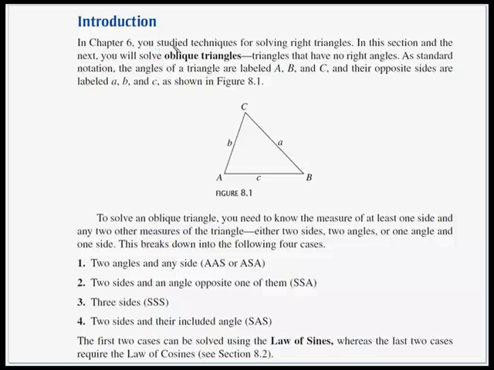Now, in Chapter 6, we studied techniques to solve right triangles. In this section and the next, we will be solving oblique triangles, or triangles that do not have right angles. As standard notation, the angles of our triangles will be labeled capital A, capital B, capital C, and the sides opposite these angles are labeled lowercase a, b, and c. So here is angle A, straight across from angle A is side a. Here is angle B, straight across from angle B is side b, and the same for C.